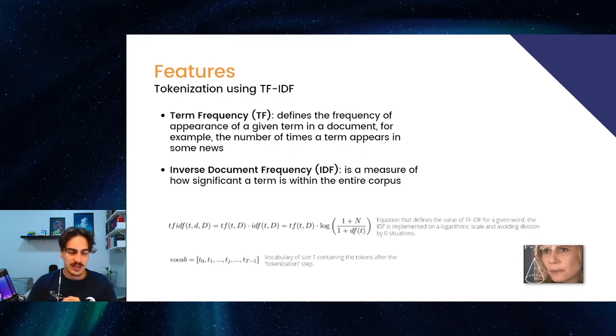And the IDF is implemented on a logarithm scale, so you avoid the division by zero. Okay. And taking all these values, we have a word and a value, and we start to build a vocabulary. That is, a vocabulary of size T containing the tokens after the tokenization step. So you have a word and a token for that word, and this token defines the importance of this word within our entire data set.